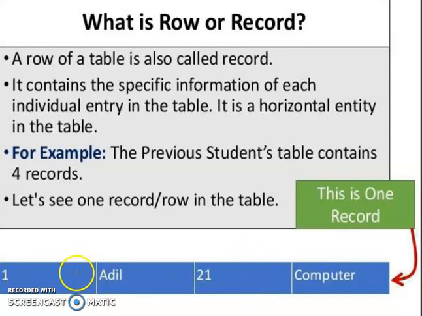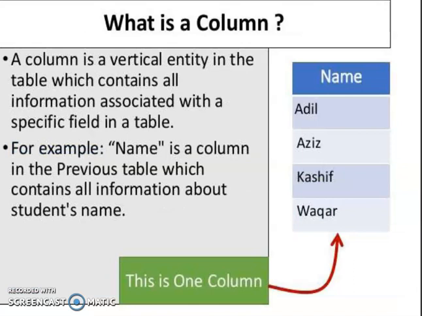Here the student ID is 1, name is Adil, 21 years of age and studying computer course. So this row detail is called as a record. Column wise details are called as a field. So here in a particular column, the names of the students are entered. So this is one particular student. Adil is one field. Aziz is another field. Kashif is another field.